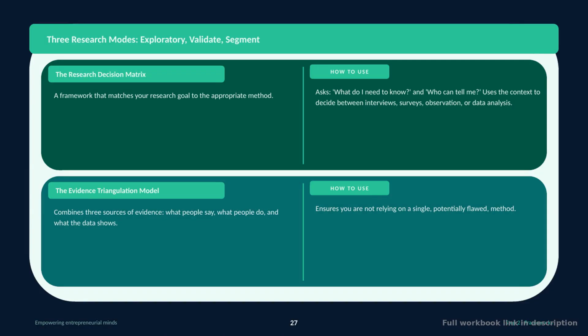You have two frameworks for this lesson. First, the research decision matrix. This matches your research goal to the appropriate method. It asks, what do I need to know, and who can tell me? It uses the context to decide between interviews, surveys, observation, or data analysis. Second, the evidence triangulation model. This combines three sources of evidence: what people say, what people do, and what the data shows. It ensures you are not relying on a single, potentially flawed, method.